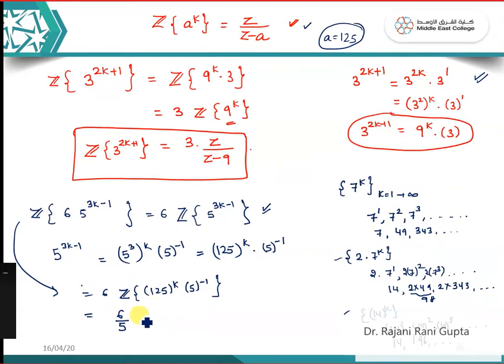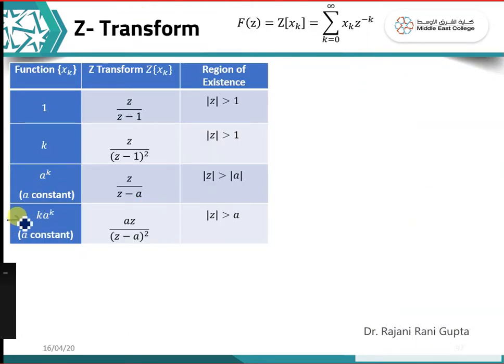So this gives you z over z minus 125. So this is how we can work with different values of a and different terms in the power by using this rule. Now we will see how to make use of this rule.